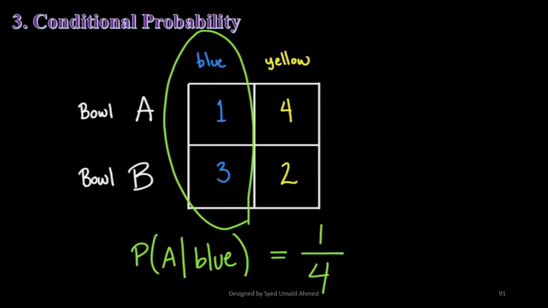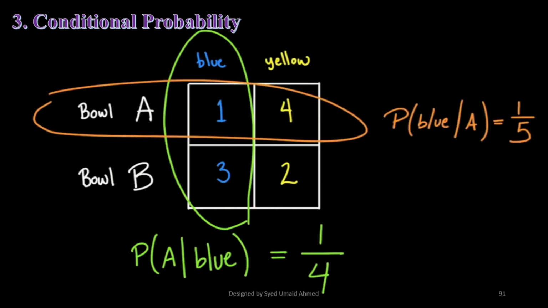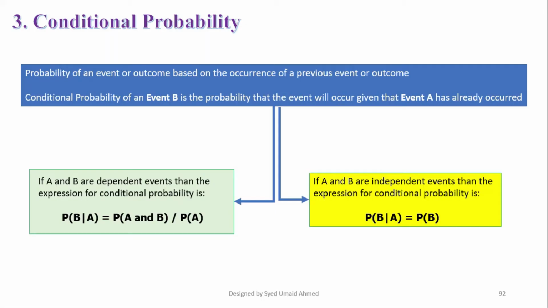Notice that the probability of picking a blue marble, given that the marble came from bowl A, is not equal to the probability that the marble came from bowl A, given that the marble was blue. Each has a different condition, so be careful not to mix them up. We've seen how tables can help us organize our data and visualize changes in the sample space.